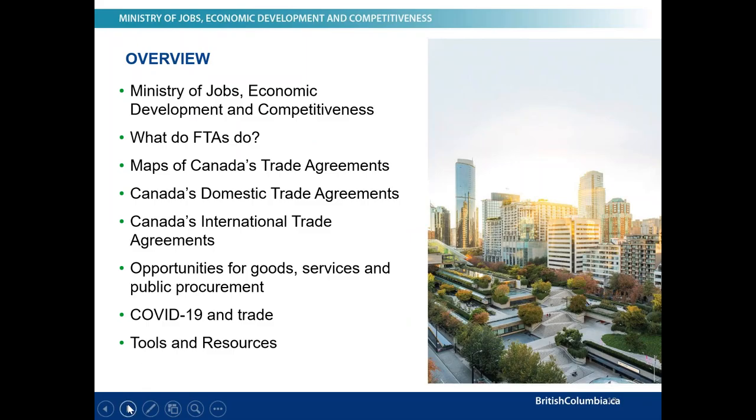Today I will go over a little about our ministry, what free trade agreements do, and Canada's domestic and international free trade agreements. I will also cover the opportunities that free trade agreements present for BC businesses and communities, and I will show you some useful tools and resources at the end. Some of this content will be technical and a bit dense, but we will have time for questions later on. If you only take one thing away today, I hope it will be that if you have questions or concerns, you can contact me, my branch, or any of the offices and resources that I will share at the end of the presentation. And if we can't help you, we'll know who to put you in touch with for further assistance.